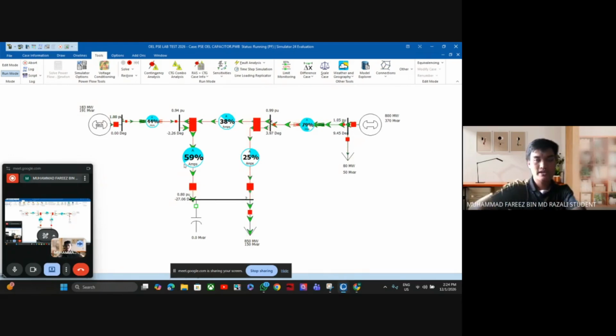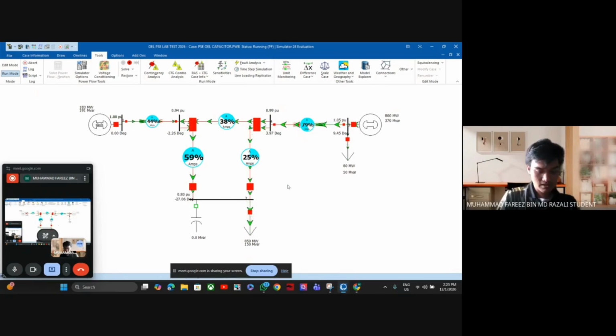So the problems that we can identify from here are high reactive current, increased line current, and increased current causing higher I2R losses. The voltage drop occurs along the transmission line and the system operates less efficiently. So that's what I can conclude from this situation.